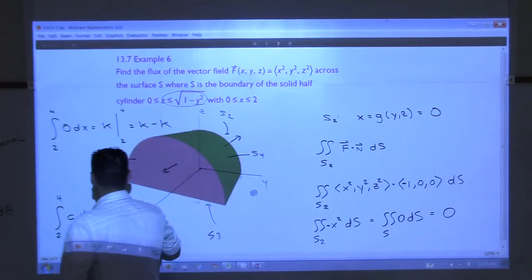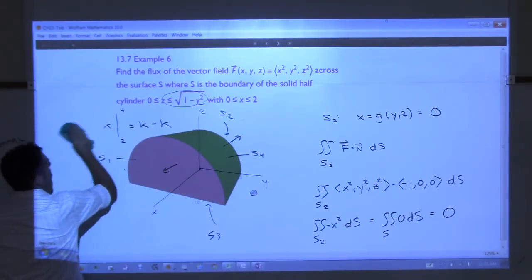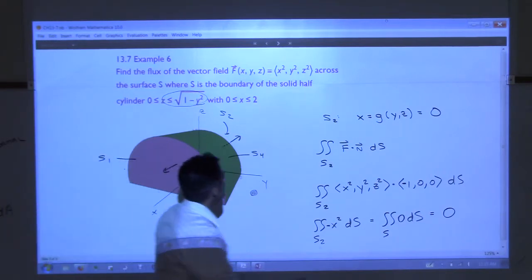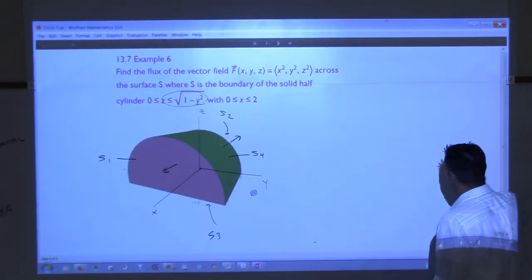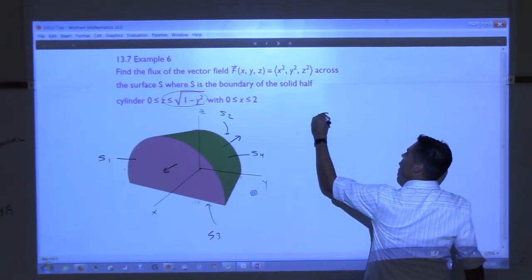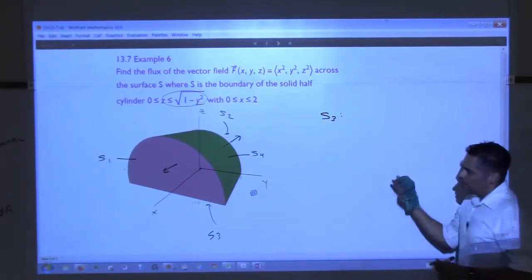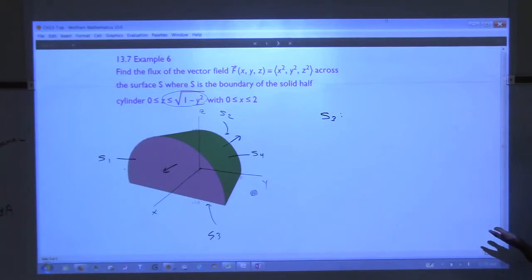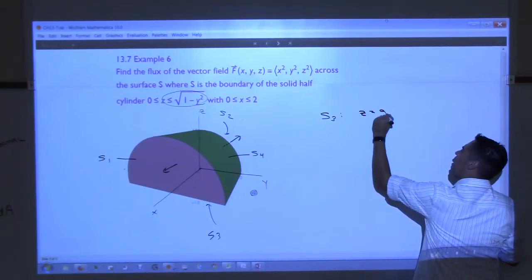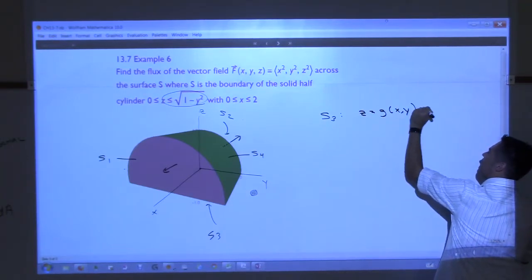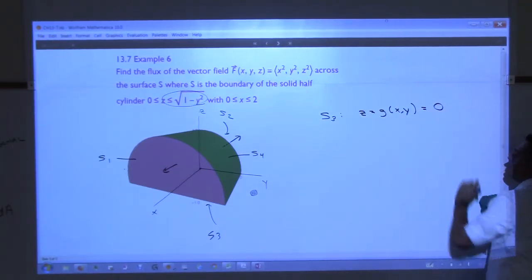All right, let's move on. Now let's go to S3. S3 is the bottom one. So what can you tell me about S3? It's just the bottom of this, right? That's z as a function of x and y. And what is that function? 0, because we're on the xy plane.